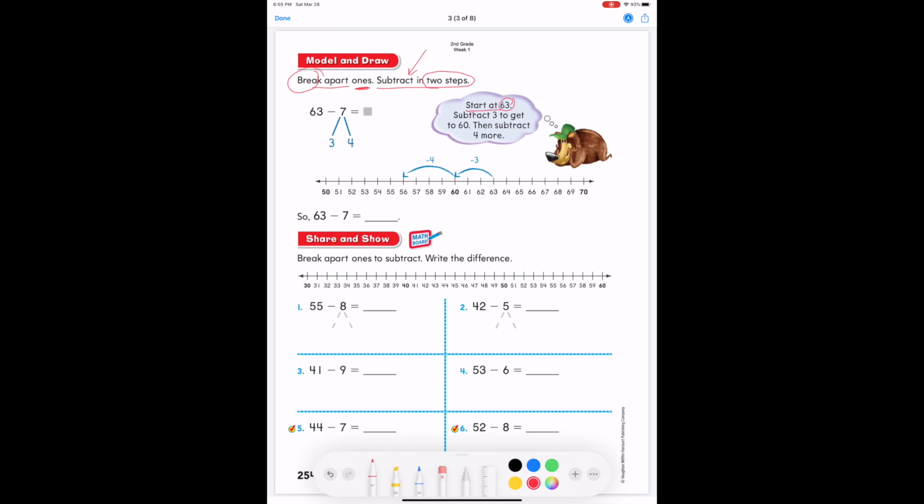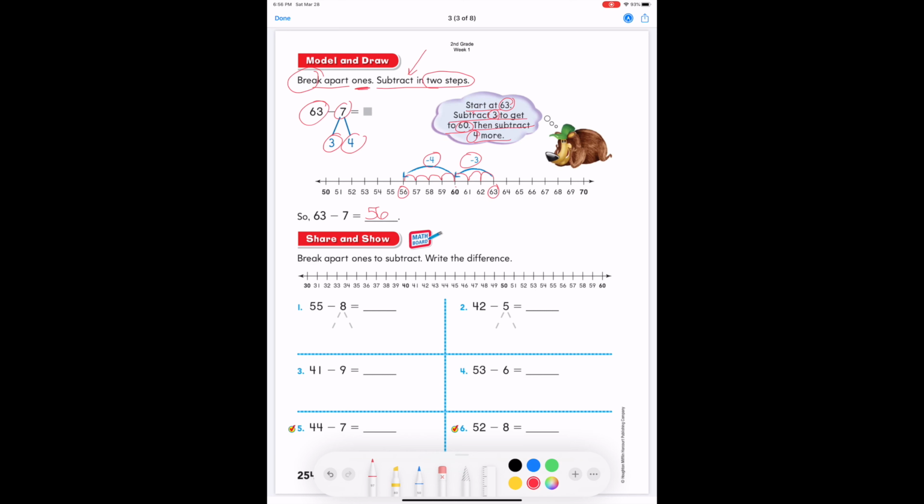We're going to start at 63, and then we're going to subtract 3 to get down to 60, and then we're going to subtract 4 more, because 3 plus 4 equals 7. There's the 4 and there's the 3. We start at 63. We jump back 3 times all the way to 60, and then 4 more times all the way to 56. What is the number that we landed on?